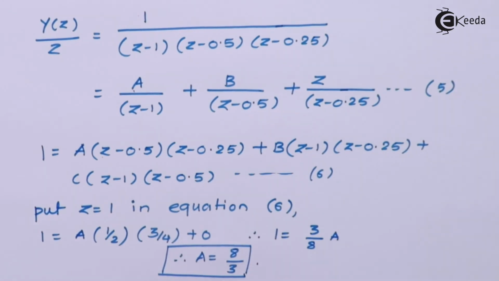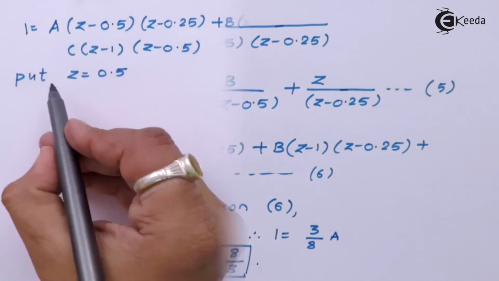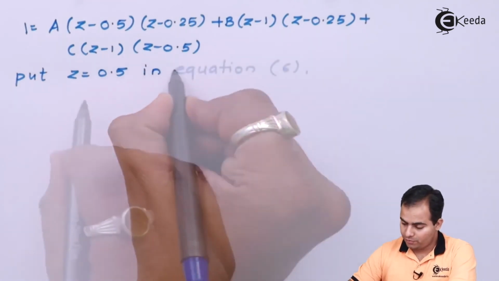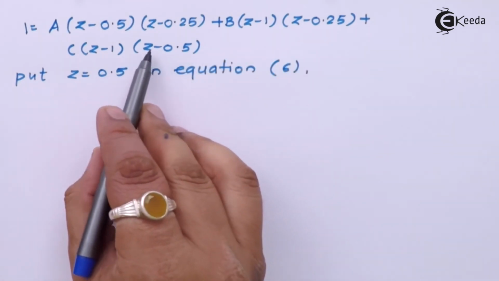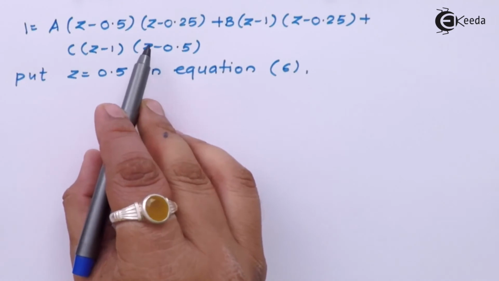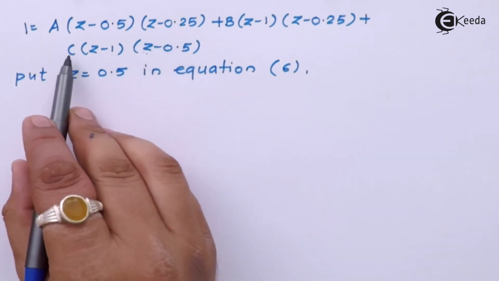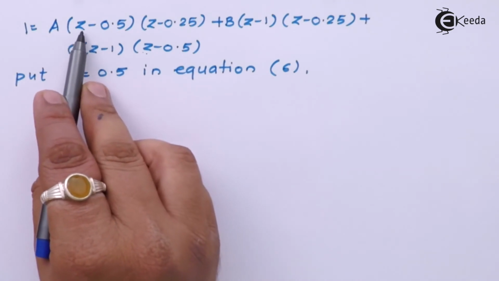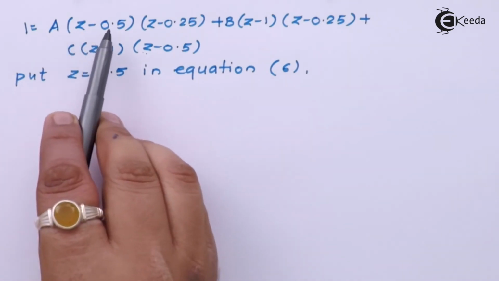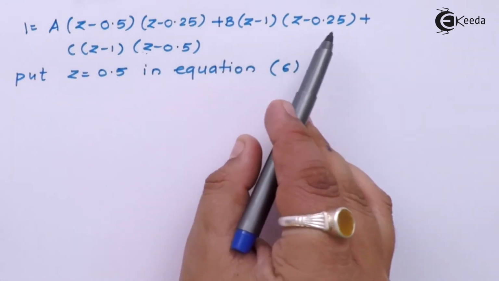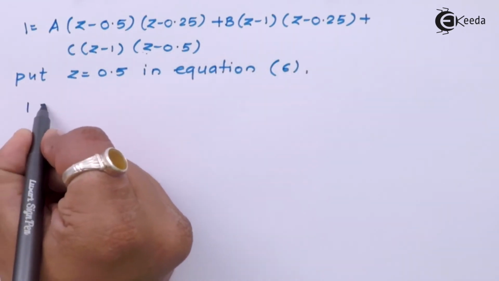And this is the value of a. Now similarly we will calculate the value of b as well as c. Now I'm going to substitute z equals 0.5 in equation number 2. Now what you will get, this z is replaced by 0.5, that 0.5 minus 0.5 gives us the value 0, and 0 into anything, answer is 0. Similarly here also, if this z is replaced by 0.5, then 0.5 minus 0.5 is 0, so the whole product becomes 0, so you will get the result only for b.